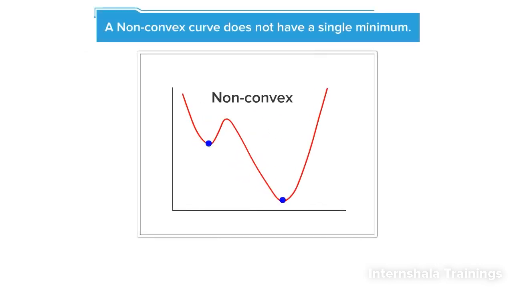On the other hand, a non-convex curve is the one that does not have a single minimum. Now in the image shown on the screen, we can clearly see that the curve has a small region which looks like a minimum but is not actually the minimum value. Apart from this region, there is one more small region. These small regions are known as local minima.